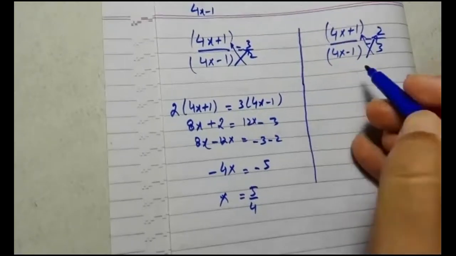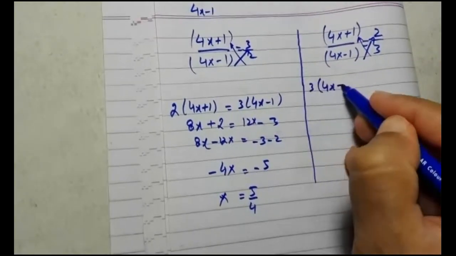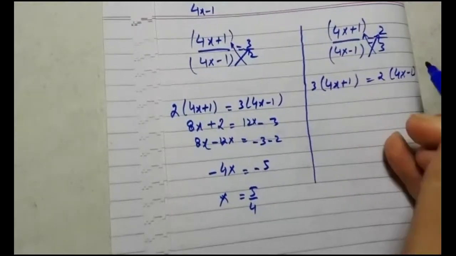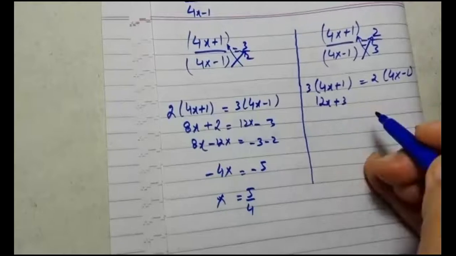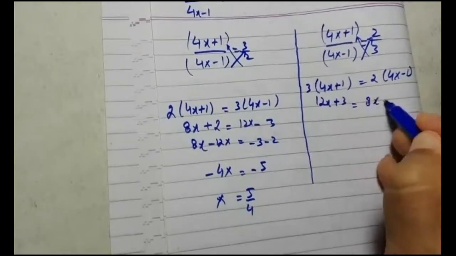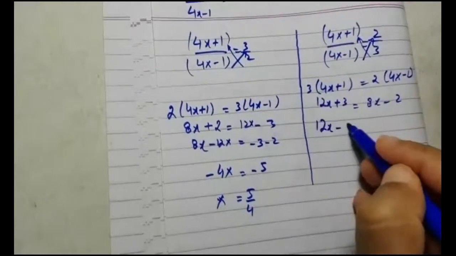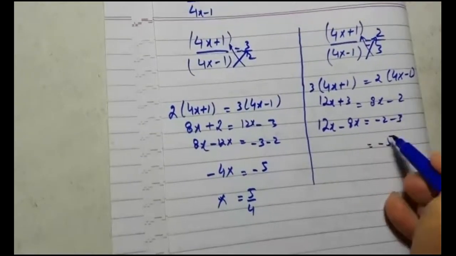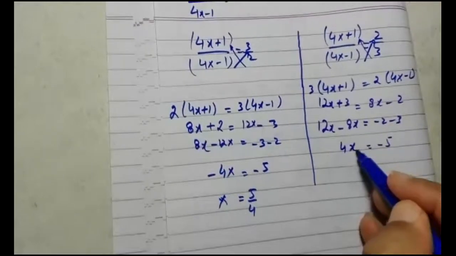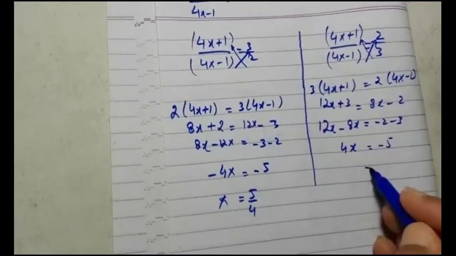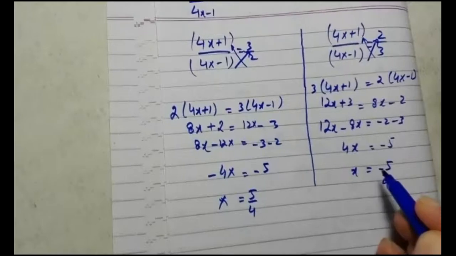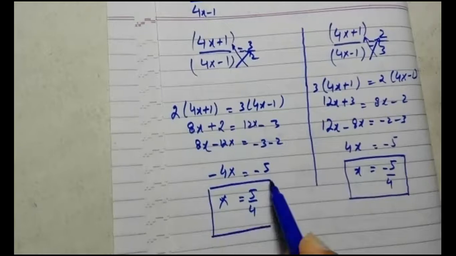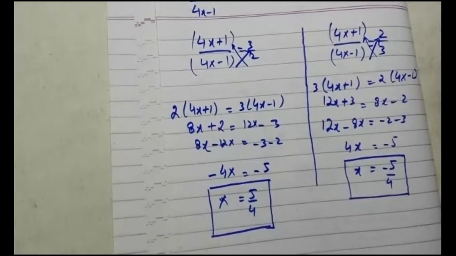Now make it as 3 times 4x plus 1 equals 2 times 4x minus 1. 12x plus 3 equals 8x minus 2. So 12x minus 8x, variables will be on one side and constants on the other side. It is minus 5, it is 4x, and x equals minus 5 by 4. And the first one, x equals 5 by 4. So this is how you will solve the question.